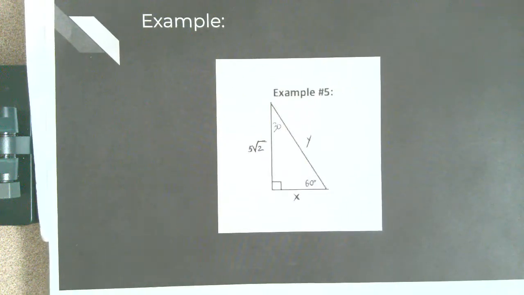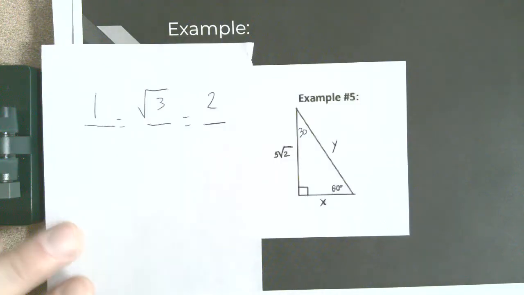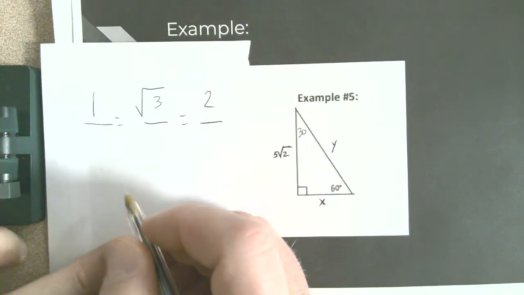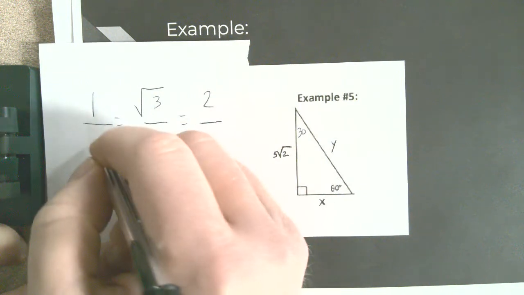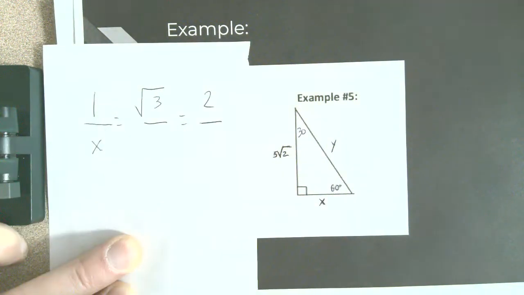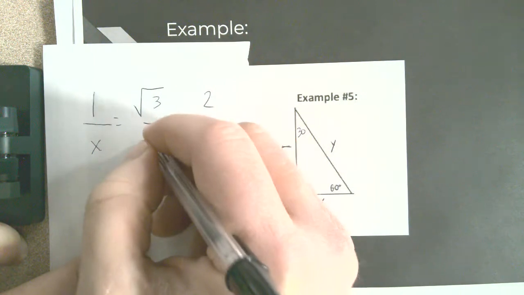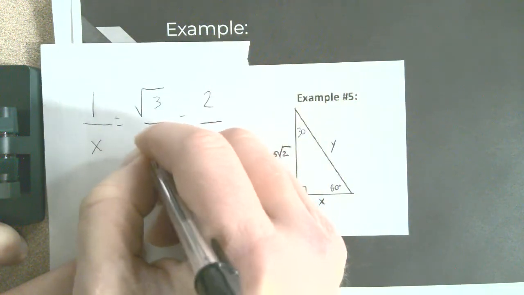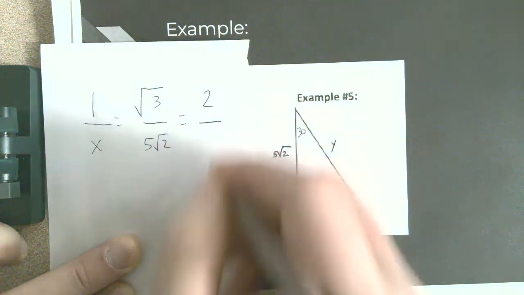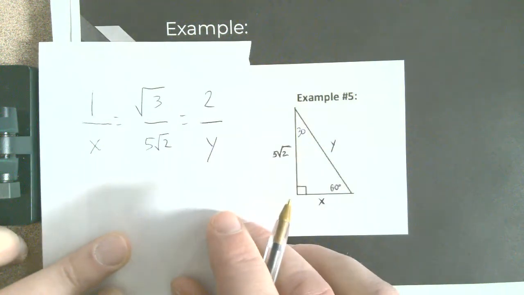Go ahead right now on your own and see if you can find the values of x and y in the 30, 60, 90 triangle there. Do this real quick. So if you match up your values, underneath the 1, we're going to put the x. Underneath the radical 3, I'm going to put the 5 radical 2. And then my hypotenuse is y.